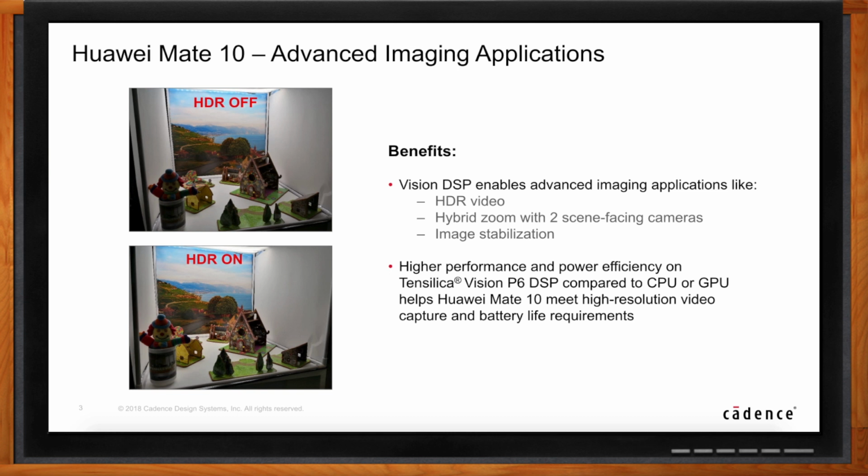And this is what happens when you try to take a picture of your face with a bright light behind a window. Your face becomes very, very dark. And then with HDR processing, you can basically remove that and get all the details out in the image. So this is another example of a Vision DSP being used in a mobile application.